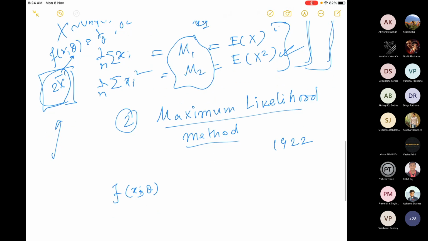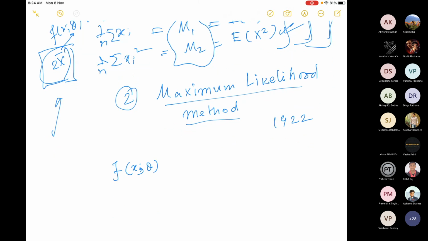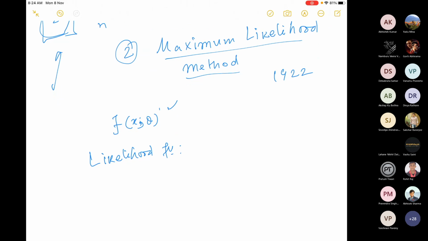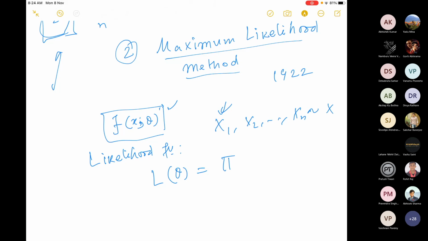Then we started talking about the maximum likelihood method. Again, the assumption is that the distribution is known, and then we define a function known as the likelihood function. The procedure is that first we consider this function. There is a parameter theta, or there are parameters thetas. The likelihood function L of theta is the product, because you have n random sample x1, x2, dot dot dot, xn, and each xi follows the same distribution as x.